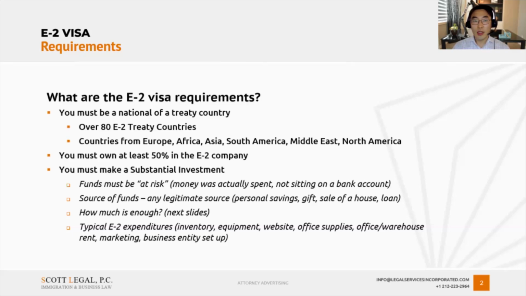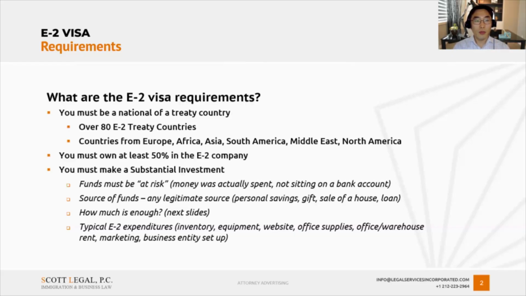The next requirement is that you must make a substantial investment. Then what is a substantial investment? Well, we'll talk about it in more detail later, but generally speaking, it means a sufficient amount to make the E2 business fully operational. For example, if your business is a consulting company, then obviously the required funds to establish and start the business are less than for a manufacturing facility. However, can you claim that your consulting company only needs $5,000 to be fully operational? Not likely.